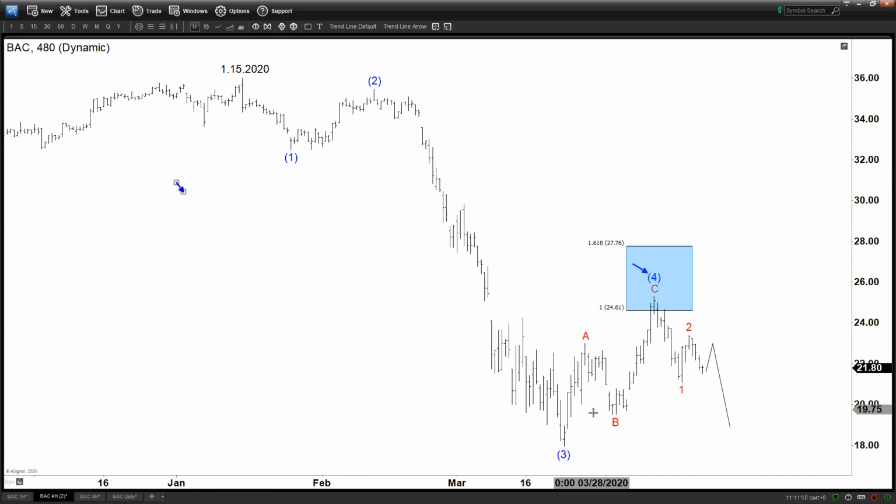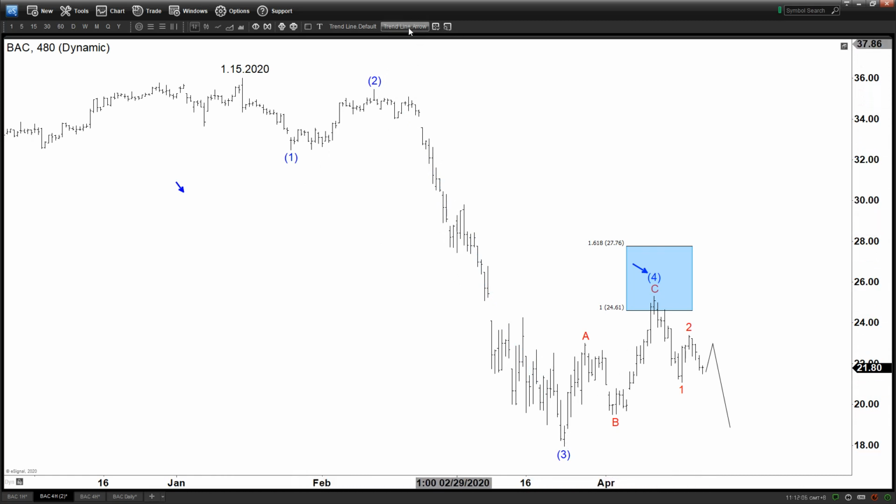You can see this decline from January 15, we can count this as a 1, 2 with a very clear extension, a very clear impulsive move. That should be your wave 3 right here, and this can be your wave 4.